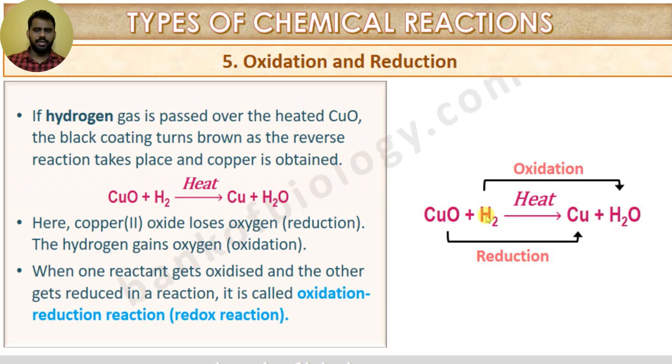So when one reactant gets oxidized and the other reactant gets reduced in a reaction, it is called an oxidation-reduction reaction. It's a redox reaction. Redox reactions are those reactions in which both oxidation and reduction are taking place simultaneously at the same time.